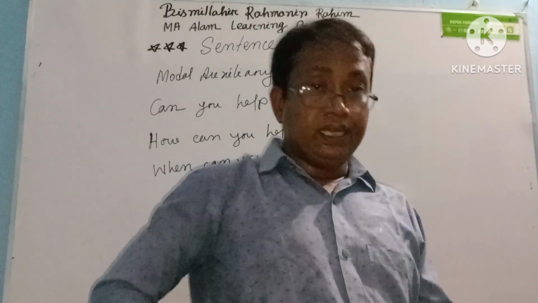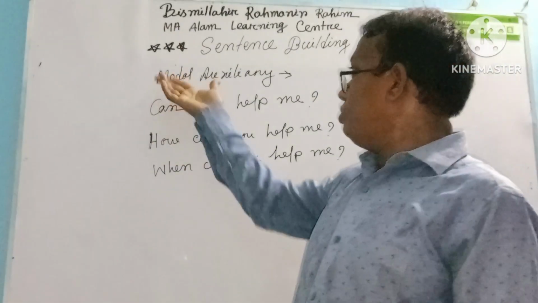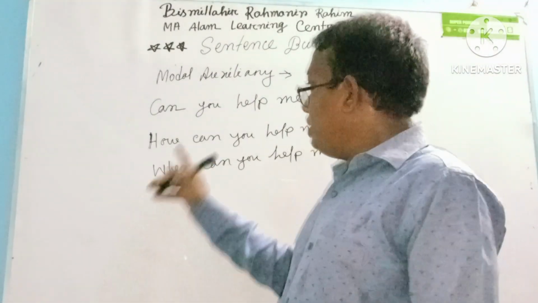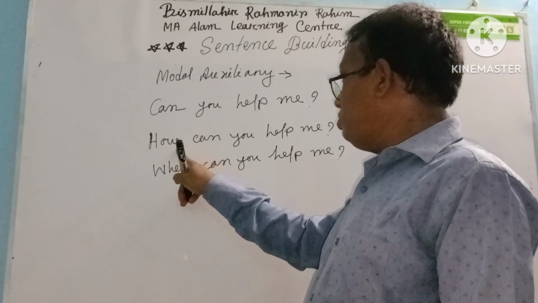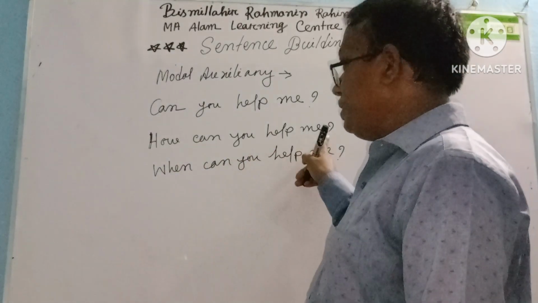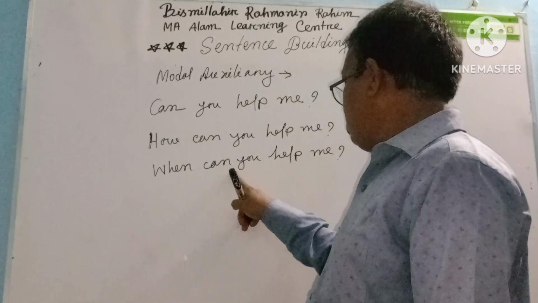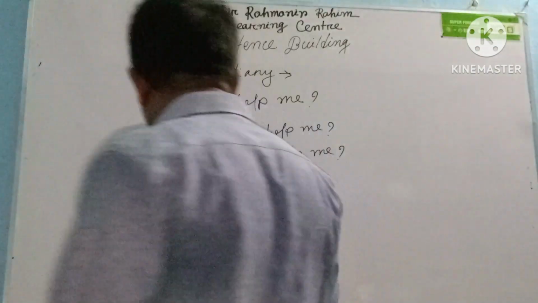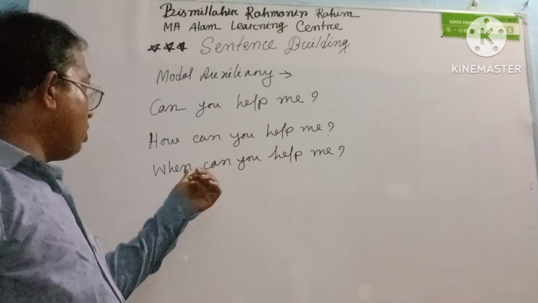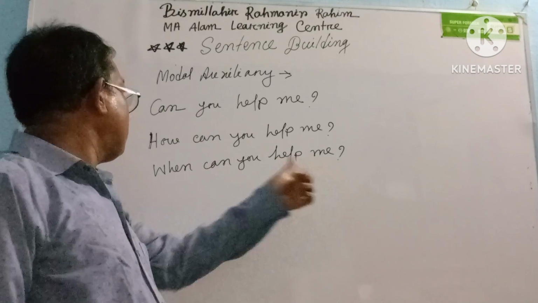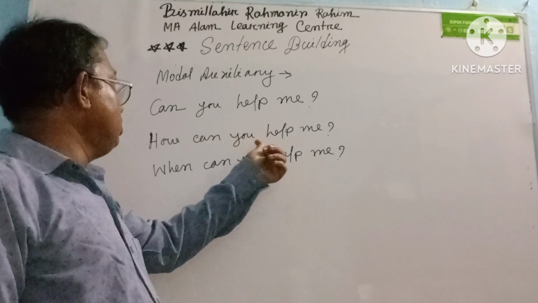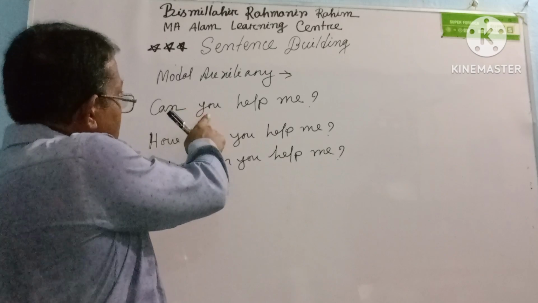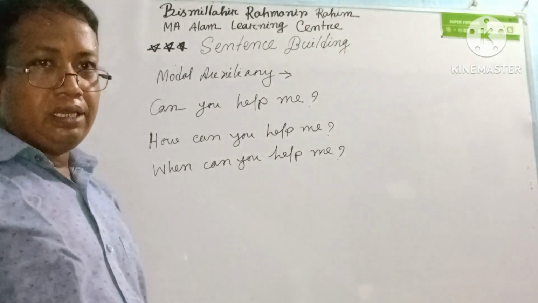In this way, dear learners, we can use modal auxiliaries to make interrogative sentences. Here we can also use not. How can you not help me? When can you not help me? কখন তুমি আমাকে সাহায্য করতে পারো না? How can you not help me? কিভাবে তুমি আমাকে সাহায্য করতে পারো না? Or can you not help me? তুমি কি আমাকে সাহায্য করতে পারো না?